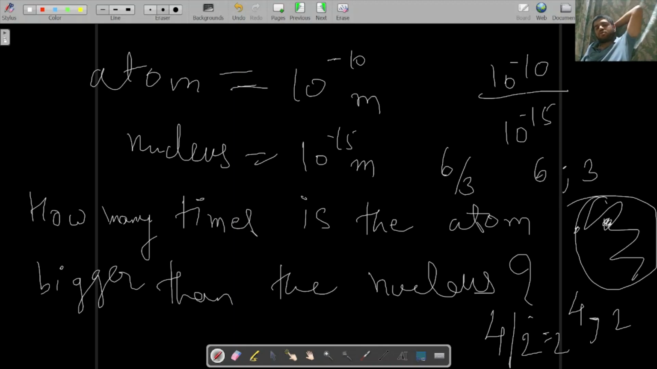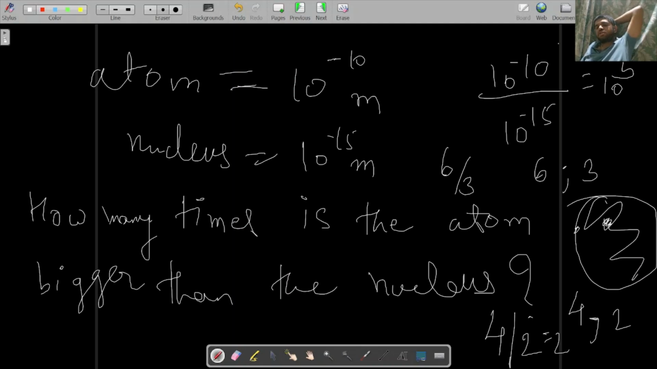So how many times is the atom bigger than the nucleus? 10 to the power minus 10 divided by 10 to the power minus 15. That means 10 to the power 5 times bigger. The atom is 10 to the power 5 times bigger than the nucleus.